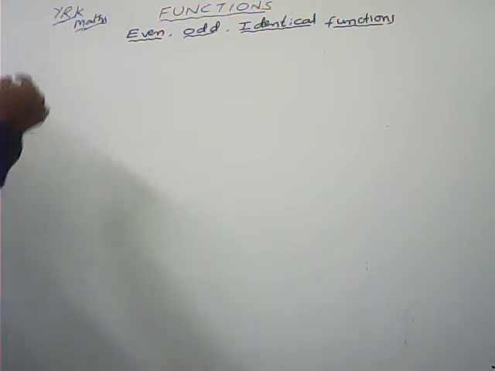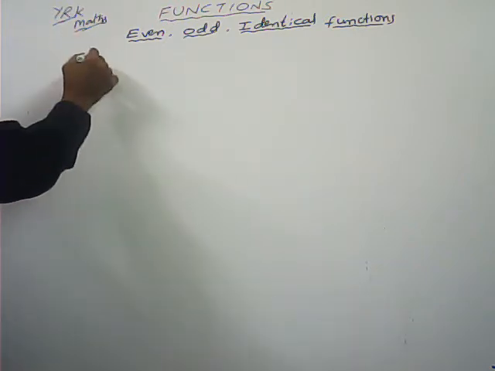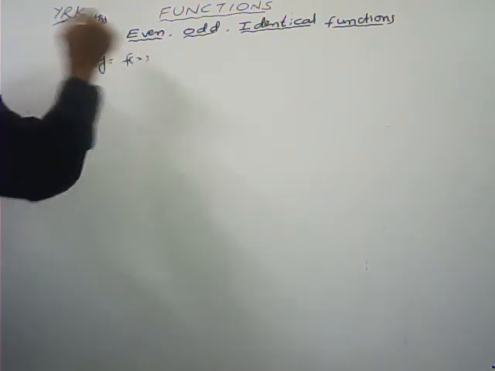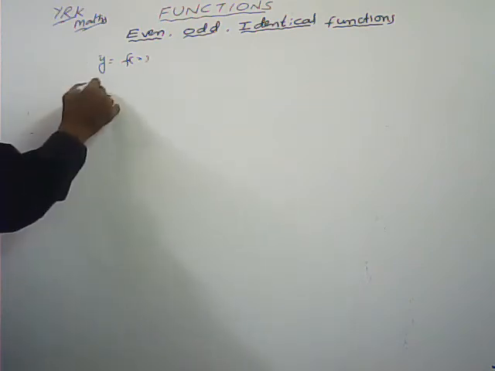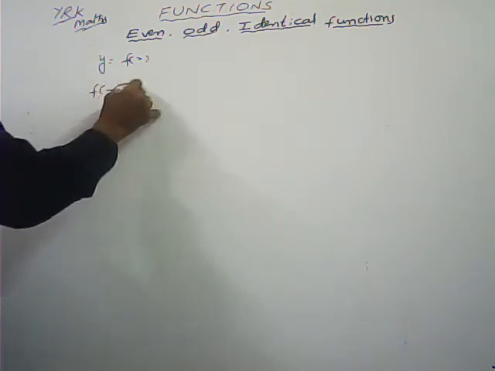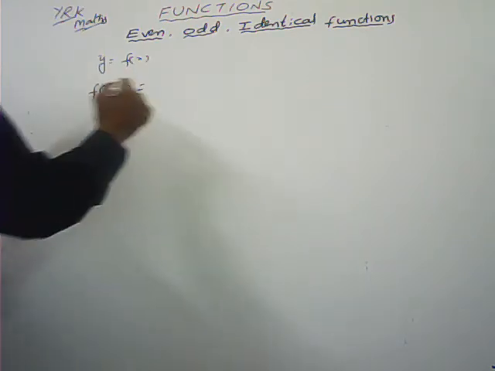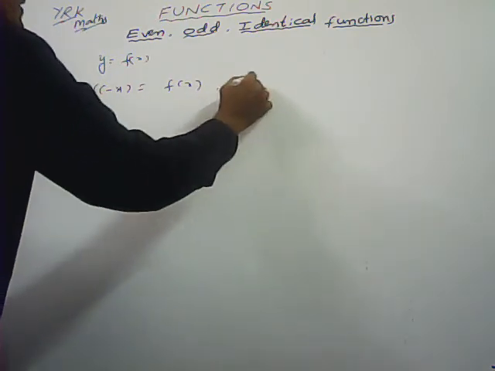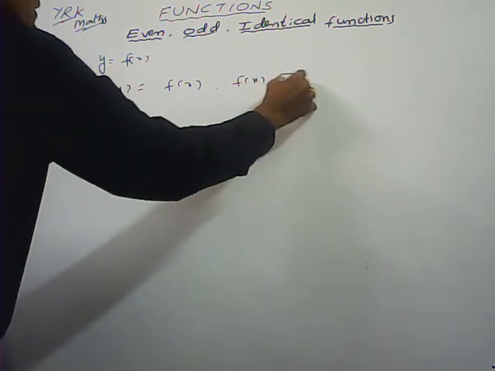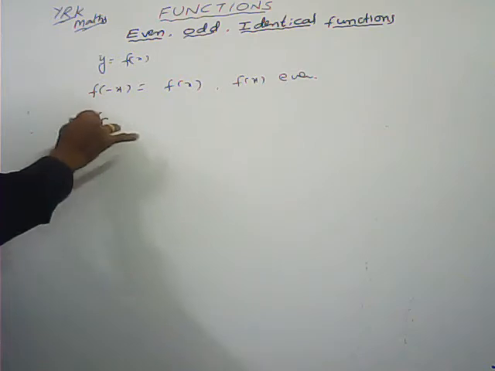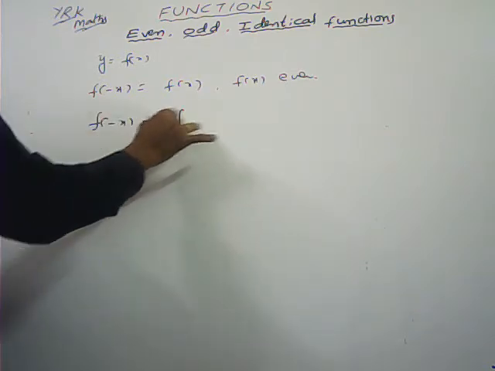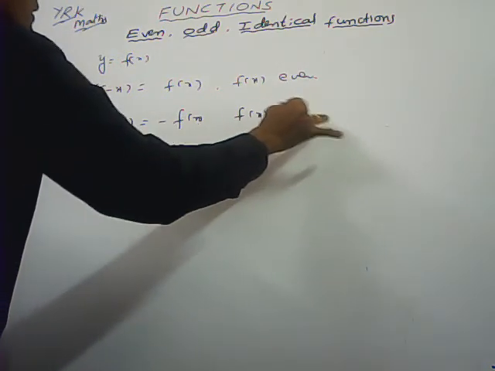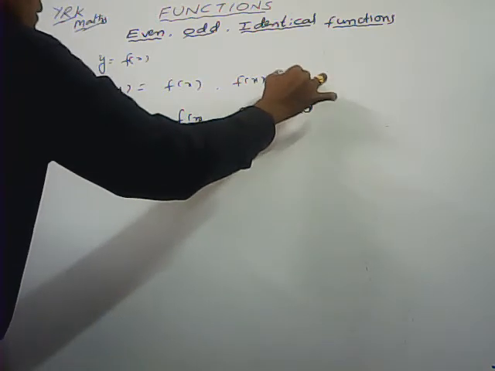Now, what is an even function? Y is equal to f of x. If any function is given, replace x by minus x, find f of minus x, and simplify that. If you get the same function f of x, then f of x is said to be an even function. And if f of minus x equals minus f of x, then f of x is said to be an odd function. This is the even function.